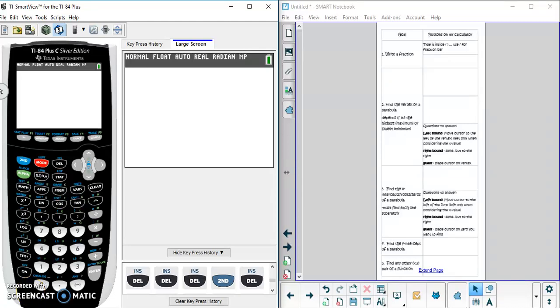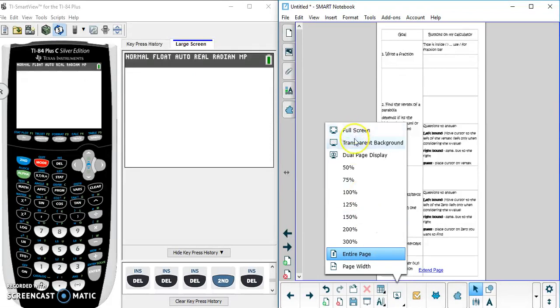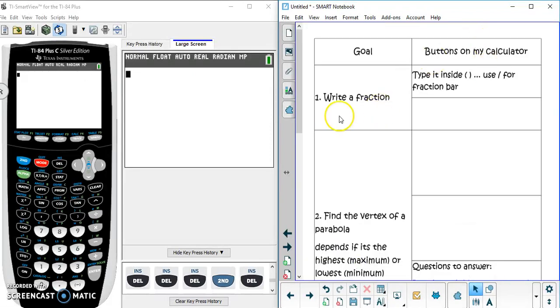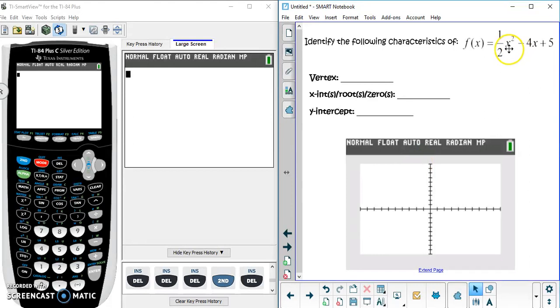Today's video has some goals about using our graphing calculator to make some graphs of parabolas and other quadratic functions, and also just some general features which are great. So the first thing we're going to look at right away is how we can make fractions, and we're going to use the first example in your notes to do that.